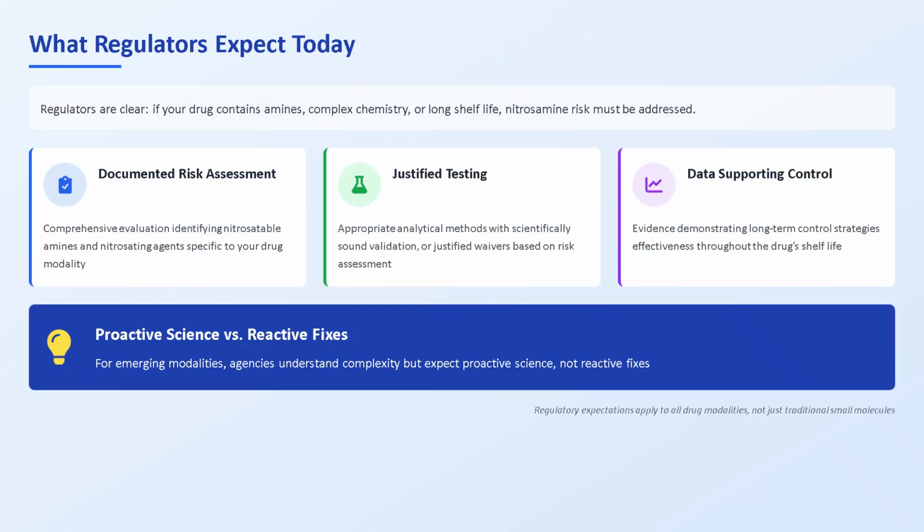Regulatory expectations are now very clear. If your drug contains amines, complex chemistry, or a long shelf life, nitrosamine risk must be addressed. That means a documented risk assessment, justified testing strategies, and data showing long-term control. Agencies understand complexity, but they expect proactive science, not reactive fixes. And importantly, these expectations apply to all drug modalities, not just traditional APIs.